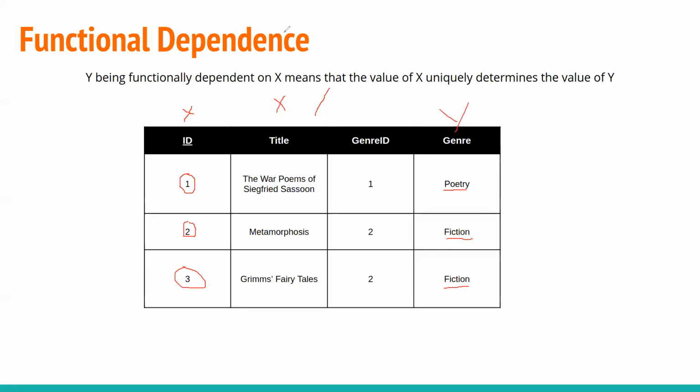I'm using my trackpad. So we're not talking about X being functionally dependent on Y. In that case, that wouldn't be the case, right? Because there is a book with fiction that has an ID of 2, and there's a book with fiction that has an ID of 3. So the functional dependence is not reversible. It only goes one way. 1, 2, 3, poetry, fiction, fiction. That's fine. 2 specifies fiction, 3 specifies fiction. What matters is that there's not another 2 specifying poetry or something. So we can say that Y is functionally dependent on X.